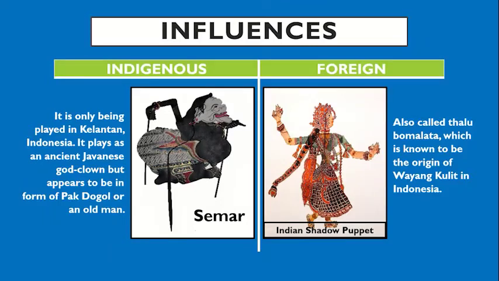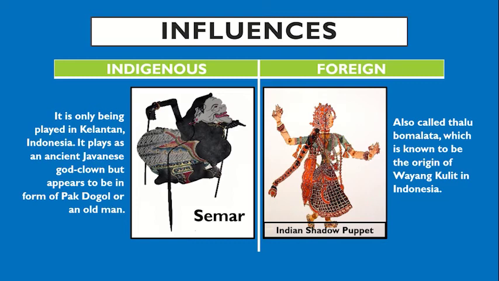They believe wayang kulit originated in Kelantan, Indonesia. Their proof is the shadow puppet character named Semar, which is only played in Kelantan, Indonesia, and is described as an ancient Javanese god clown but appears in the form of a pot-bellied old man.